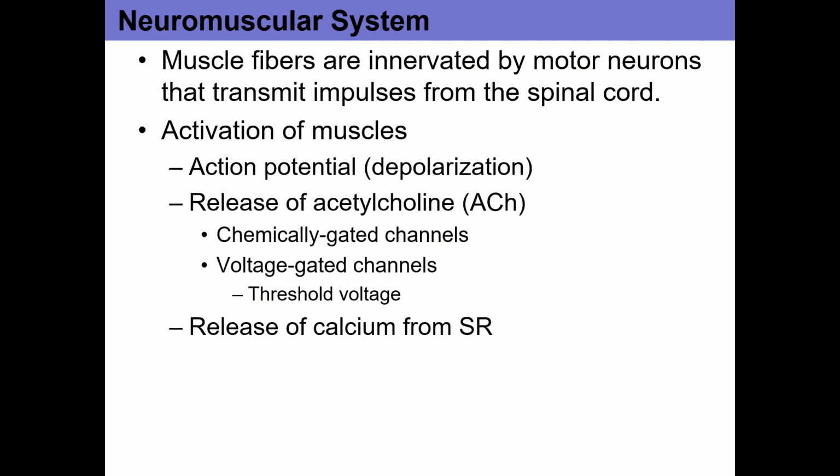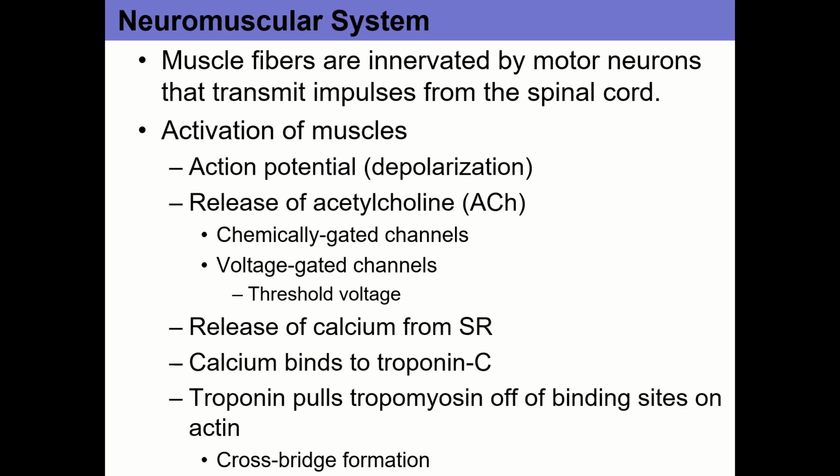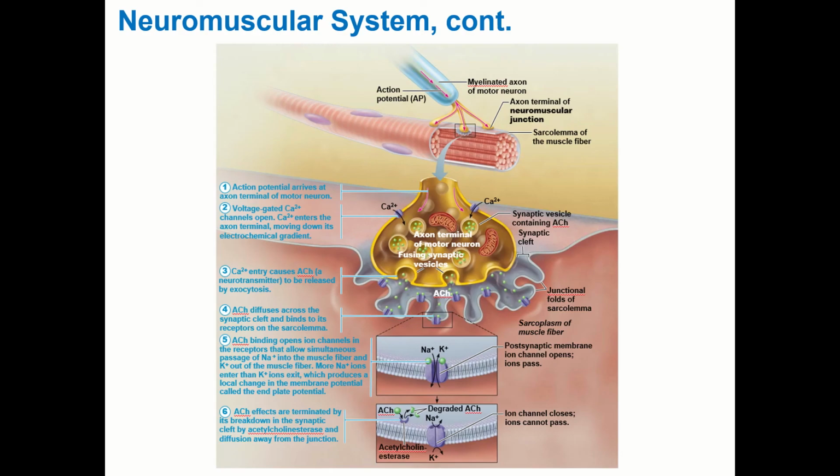Then as the depolarization, the wave of change in charge, spreads along the muscle cell, it's going to go down through the T tubules, across the sarcoplasmic reticulum, which is what SR stands for there. That change in charge causes the release of calcium from the sarcoplasmic reticulum. Calcium binds to troponin C. Troponin C pulls tropomyosin off the binding sites on actin, and then we get cross-bridge formation. The latter half of that I talked about on the previous slide.